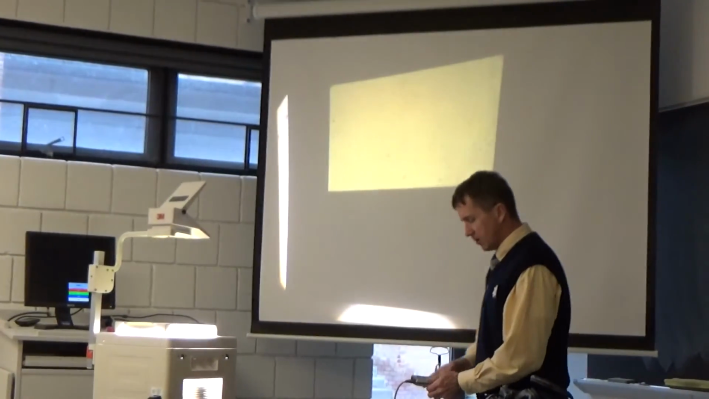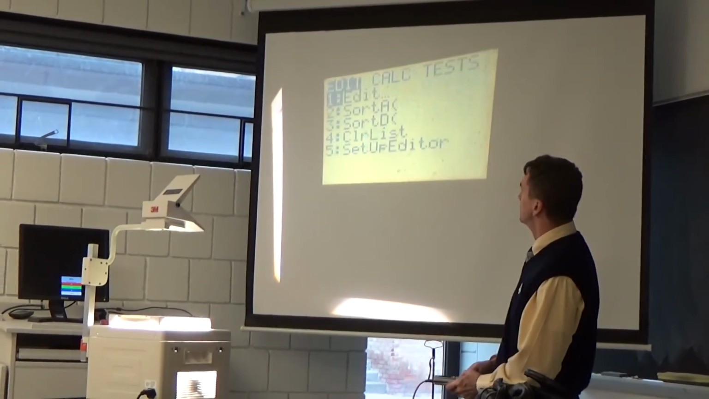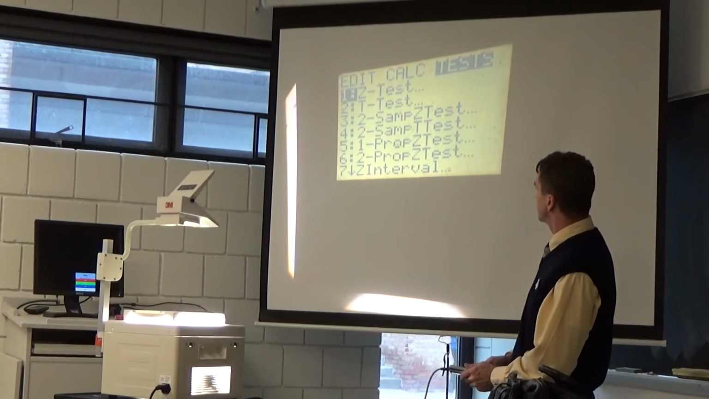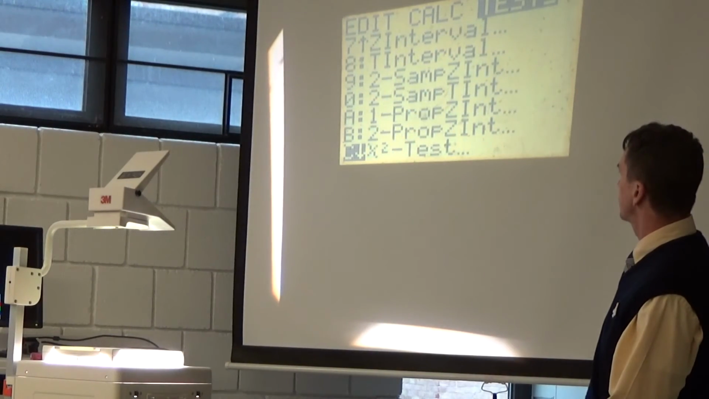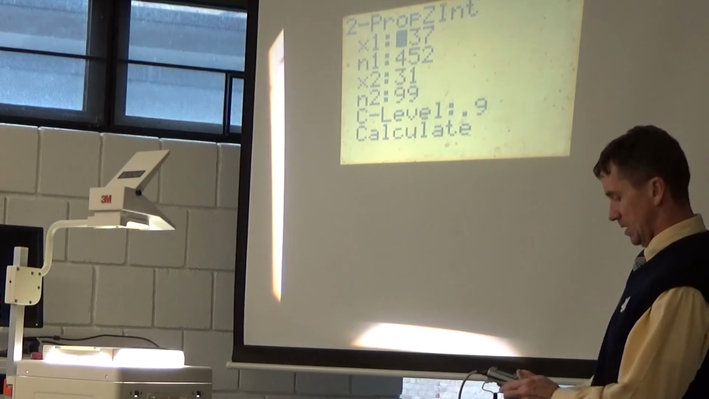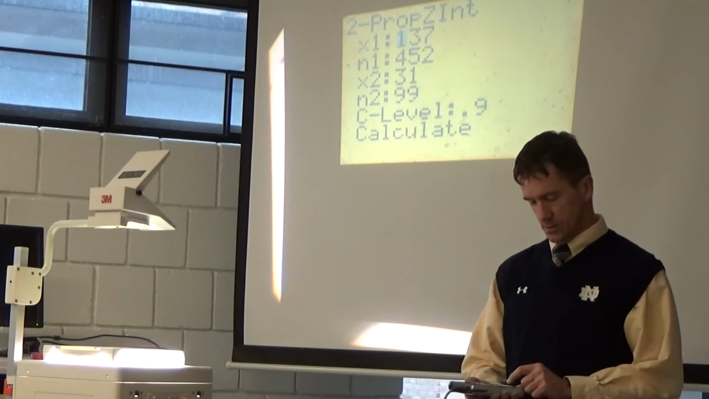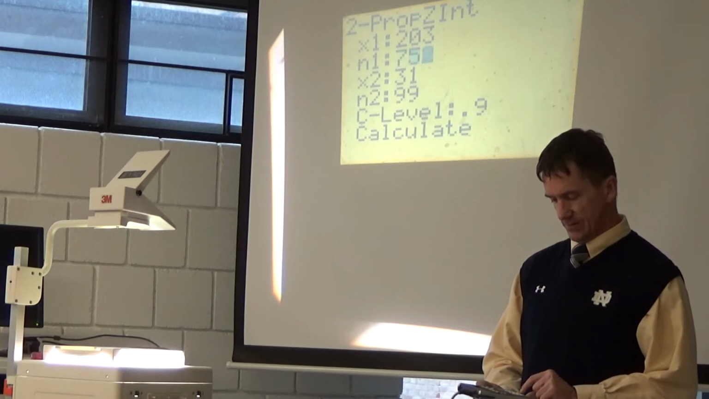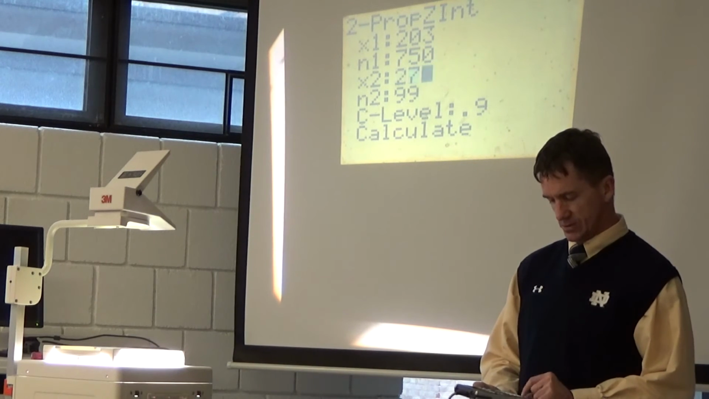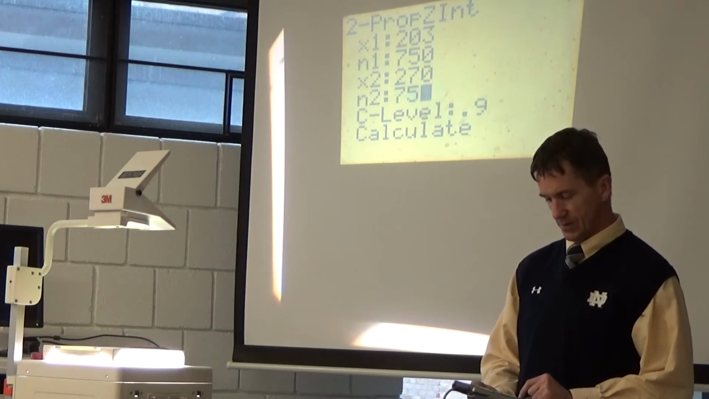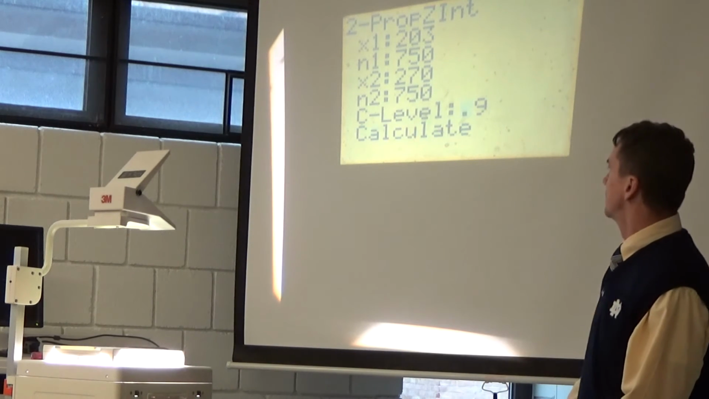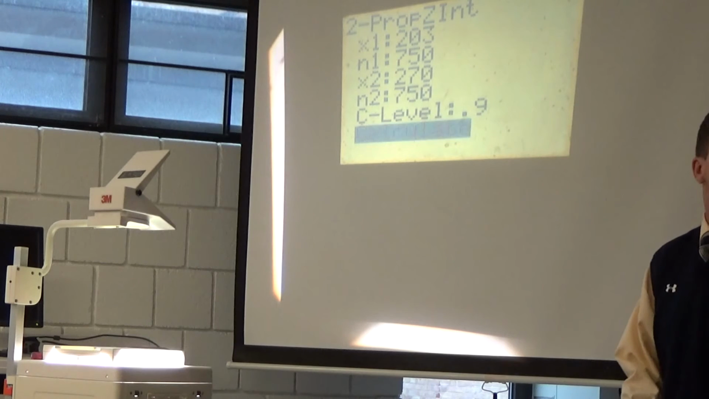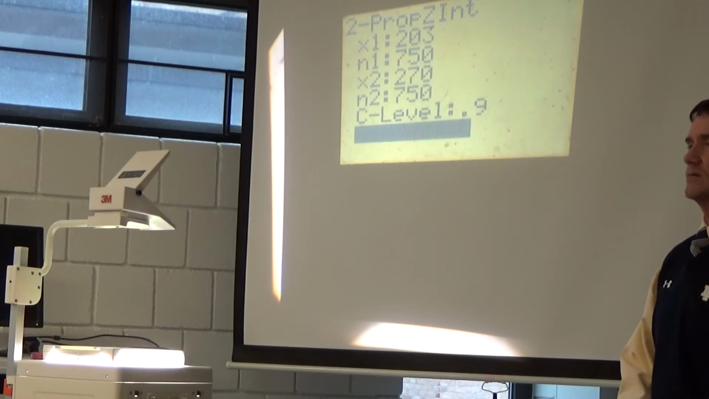We're looking at the 2-prop Z interval, right? Stat, Tests, 2-PropZInt. There it is. How many men? 203, 750, 270, 750. Confidence level is 90%. And I calculate. What am I looking for?